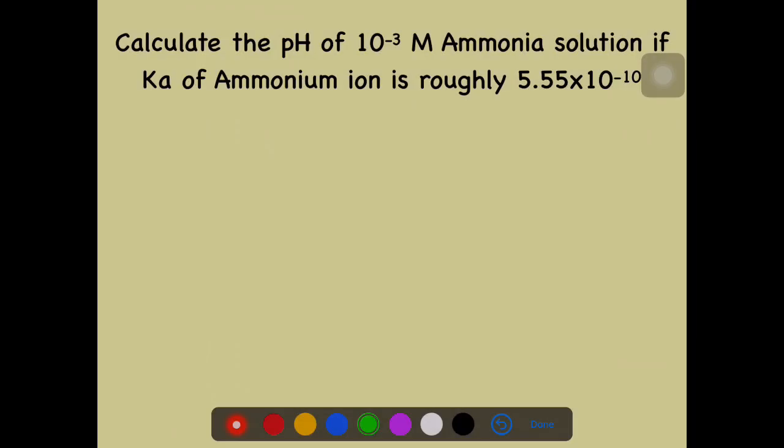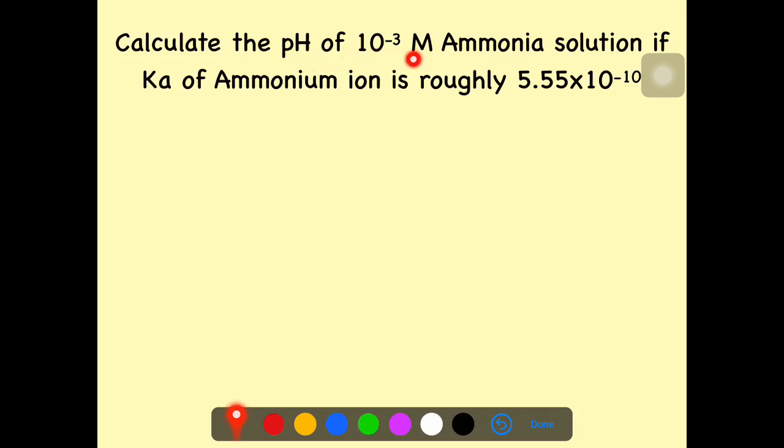decimeter cube. Now this question is asking us to calculate the pH of 10 raised to minus 3 molar ammonia solution if Ka of ammonium ions is 5.55 into 10 raised to minus 10. Now first of all, what do you mean by ammonia solution? So ammonia solution is effectively ammonium hydroxide solution, as when ammonia is dissolved in water, it forms ammonium hydroxide.